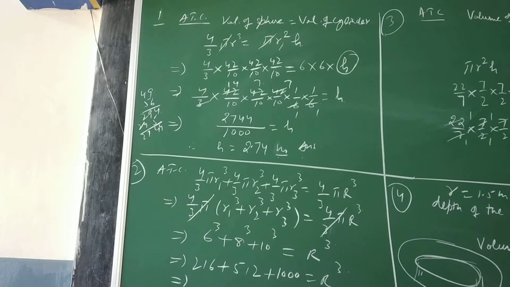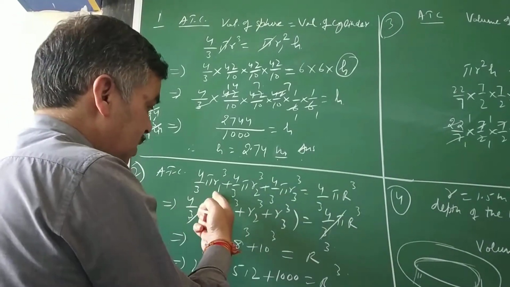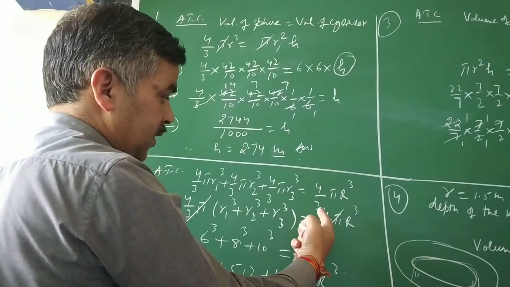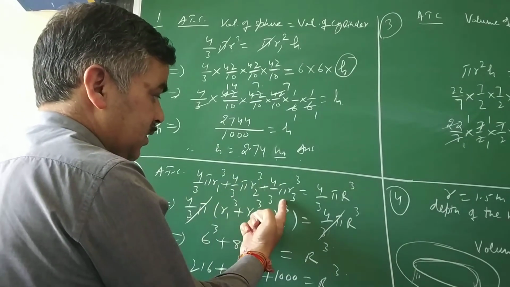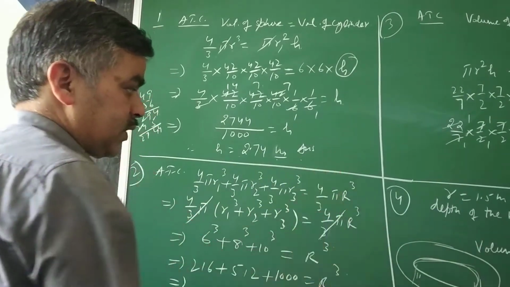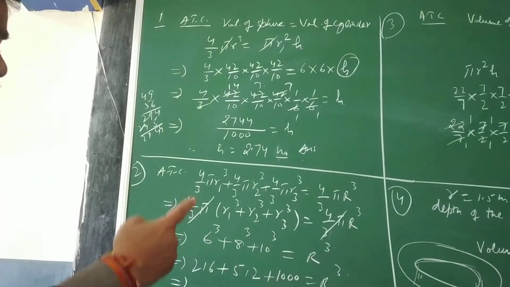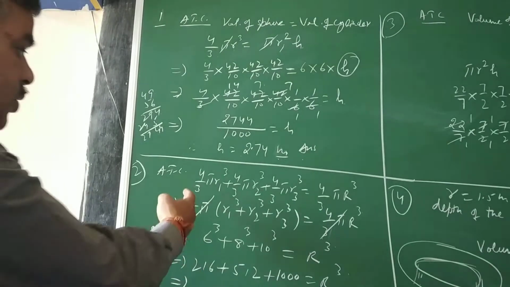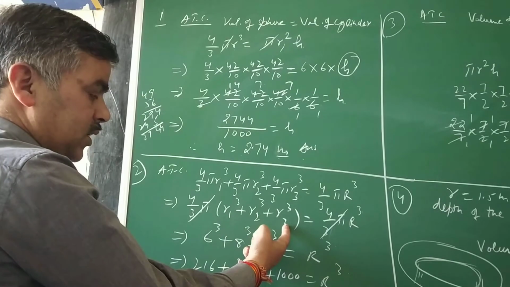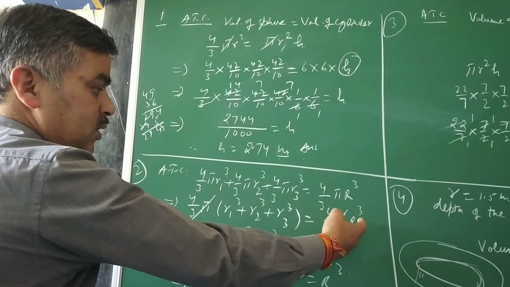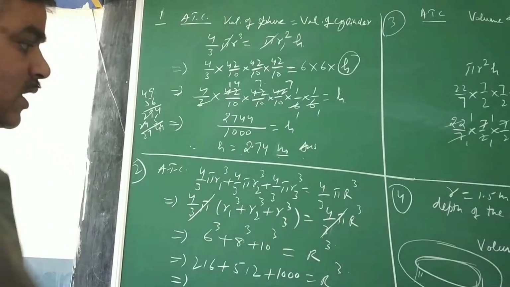Then you see the second question. In the second question, 3 spheres are melted to form a new solid sphere. It means the volume of the first sphere, second sphere and third sphere is equal to the volume of the new sphere, and you need to calculate the radius of the new sphere so formed. So put this formula: 4 by 3 pi you take common, r1 cube plus r2 cube plus r3 cube. Here also it is 4 by 3 pi r cube, so 4 by 3 pi and 4 by 3 pi you can cancel at a time.